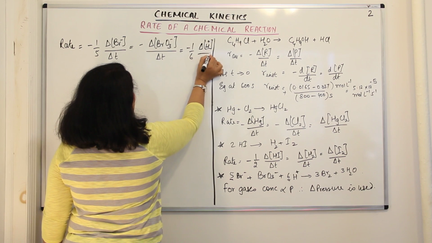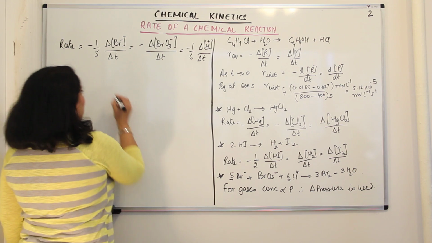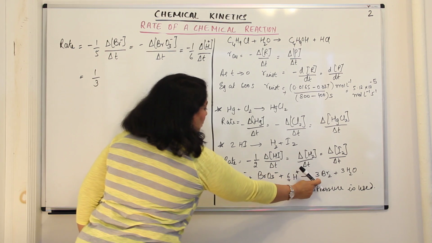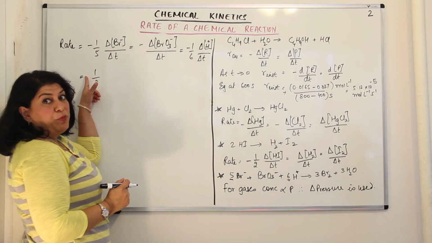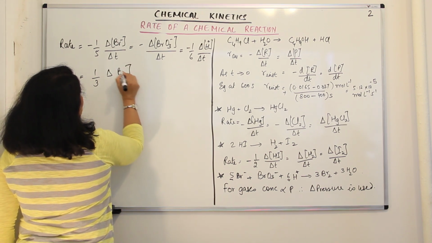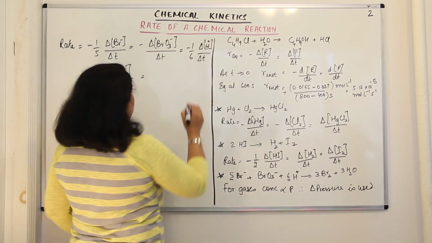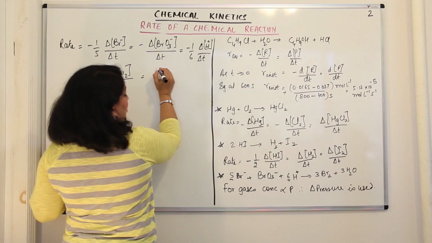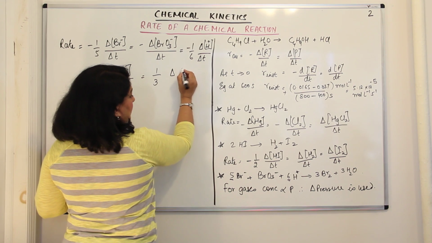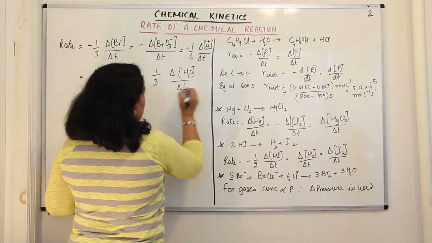And in terms of the products, how would you write it now? It would be equal to 1 upon 3, because the stoichiometric coefficient is 3. We'll keep it positive because it's a product. Change in concentration of Br2 upon delta T, which would be equal to, again, the stoichiometric coefficient is 3, but it is a product, so no negative sign, 1 upon 3 change in concentration of water upon delta T.